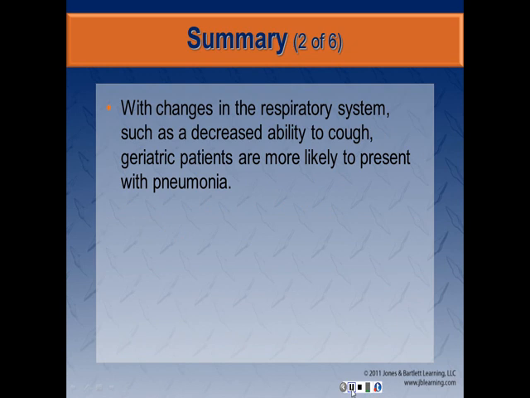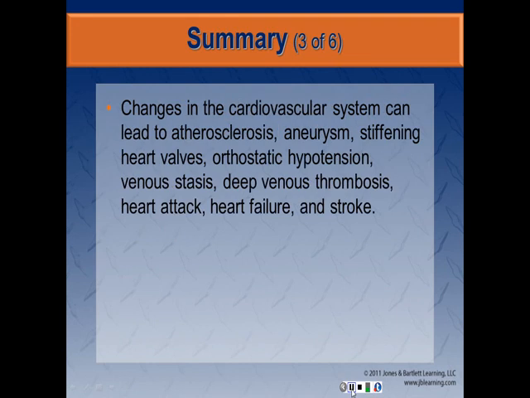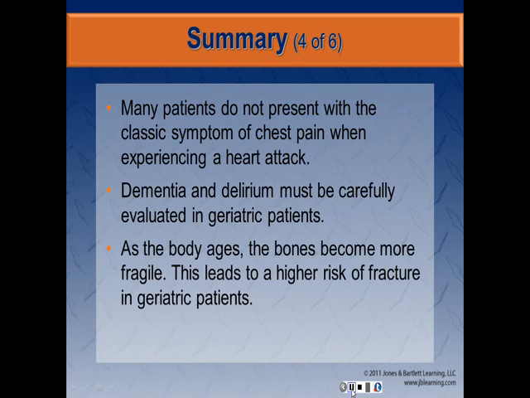With changes in the respiratory system, such as a decreased ability to cough, geriatric patients are more likely to present with pneumonia. Changes in the cardiovascular system can lead to atherosclerosis, aneurysm, stiffening heart valves, orthostatic hypotension, venous stasis, deep venous thrombosis, heart attack, heart failure, and stroke. Many patients do not present with the classic symptom of chest pain when experiencing a heart attack. Atypical presentations are seen mostly in women, elderly patients, and patients with diabetes. Dementia and delirium must be carefully evaluated in the geriatric population.